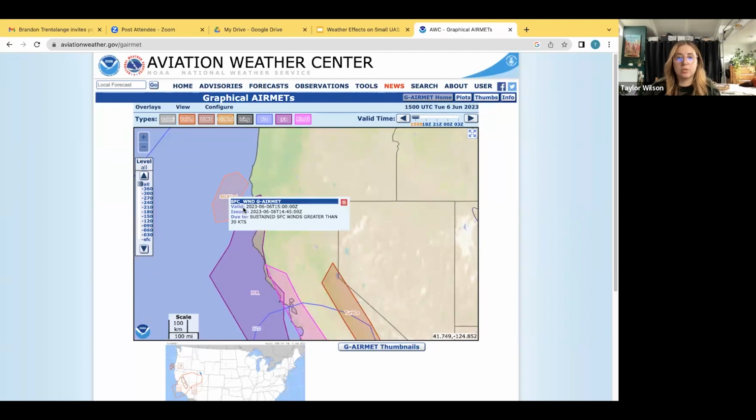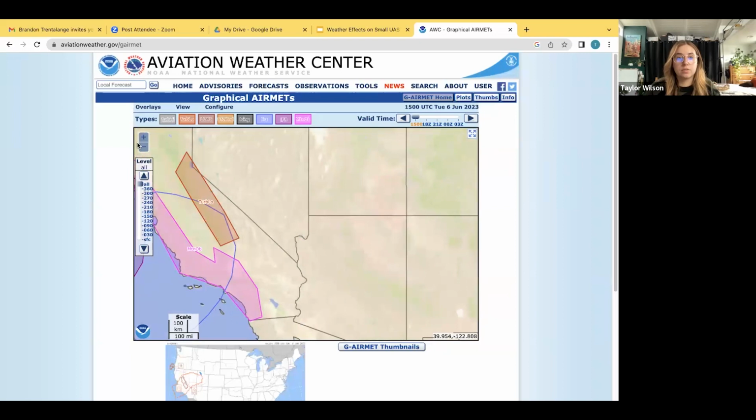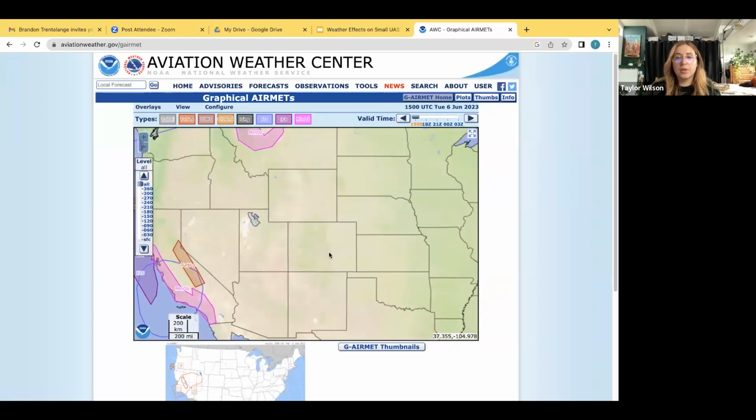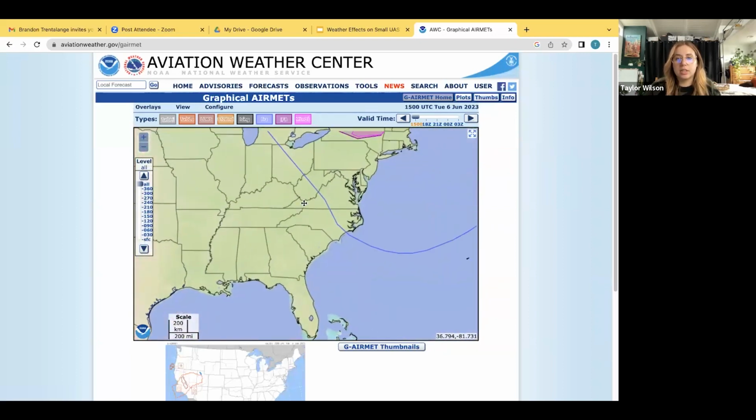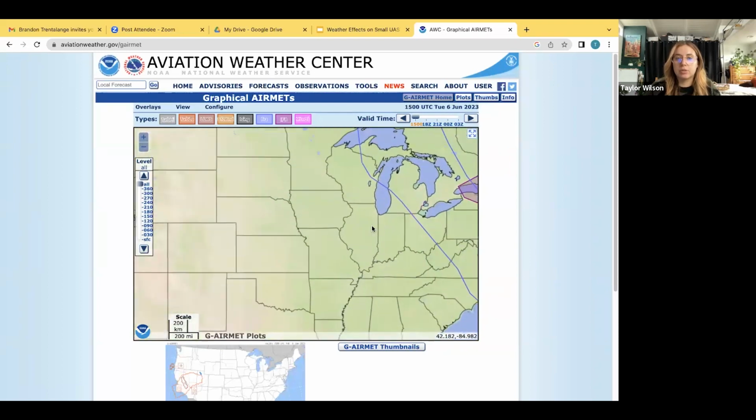This one again tells you what time period it's valid at, and what time it was issued. And it tells you due to sustained surface winds greater than 30 knots. So that would be really good to know before we take flight, right? Especially if we're operating within 400 feet of the surface. The other way that you could, let's see if there's anything over here. Nope. We got IFR conditions and mountain obscurations.